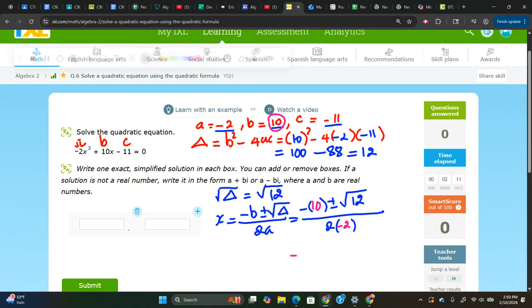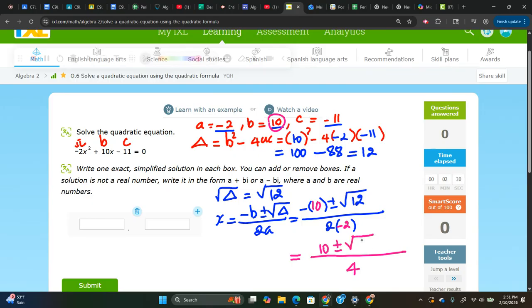Okay, so now take a look over here. I would simplify a little bit. -10 with -4, that's 10 over 4. Okay, plus minus, and if you simplify by minus, minus becomes plus, and plus becomes minus.